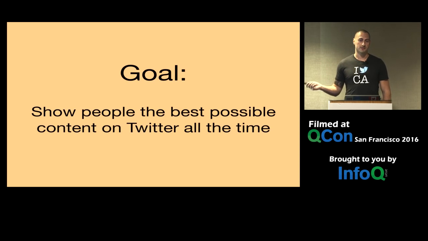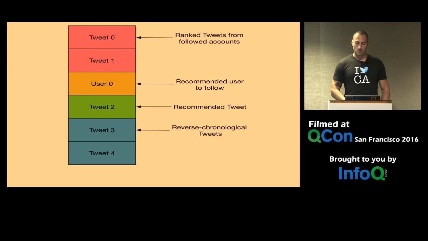So given all that and this goal, as I mentioned before, which is showing users the best possible content, maybe we want to move to a tweet stream that looks a little bit more like this, where perhaps it's composed of data from multiple sources, chunked into different kinds of sections. We have ranked tweets from accounts that the user follows, maybe outside of chronological order. Recommended users to follow rather than tweets, meaning that it's no longer just a tweet stream.